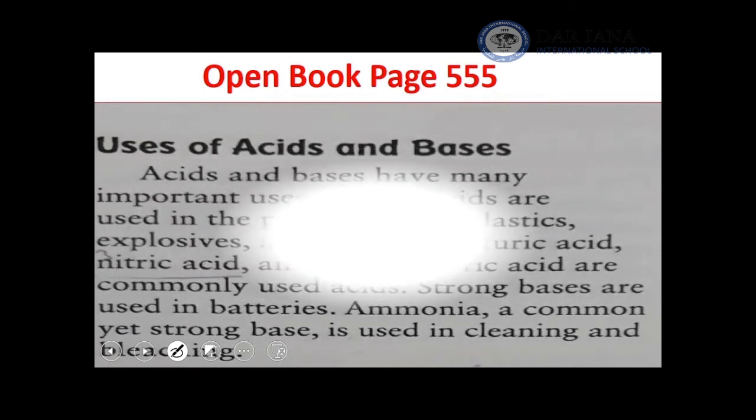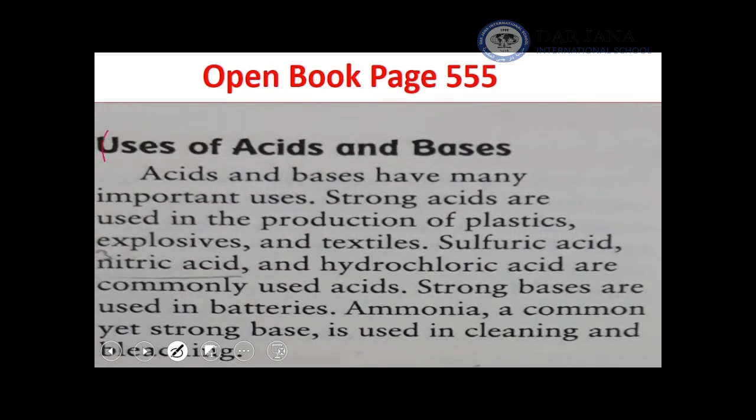Now if you check page 55, the use of acids and bases. So acids and bases have many important uses. Strong acids are used in the production of plastic, explosives, and textiles. Sulfuric acid, nitric acid, and hydrochloric acid are commonly used acids. And strong bases are used in batteries. Ammonia, which is a weak base, is used in cleaning and bleaching.